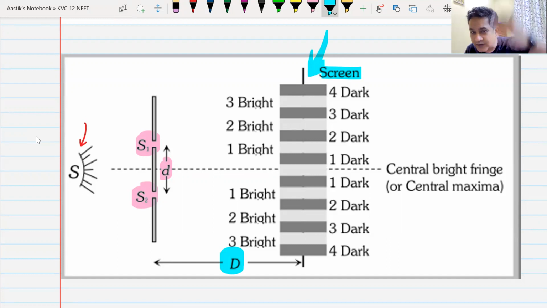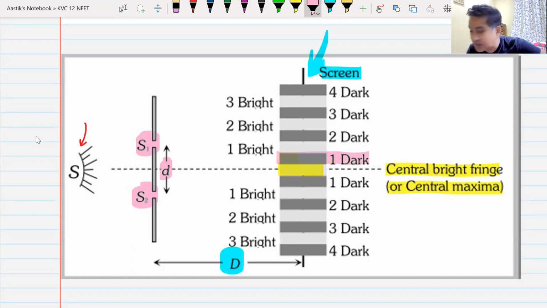Then you have an interference pattern coming on the screen, and you can see this first one, this yellow one. It comes exactly at the center. This is known as the central bright fringe or central maxima. Do we understand this? Now, the central maxima, my dear friends, is surrounded by the minimas.